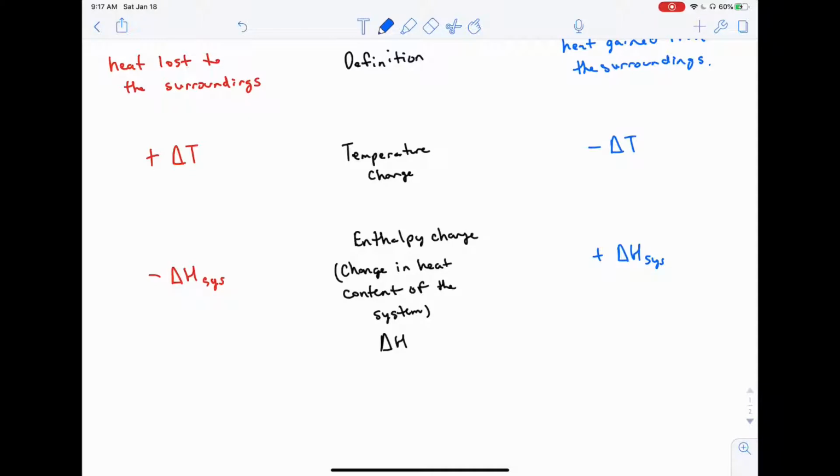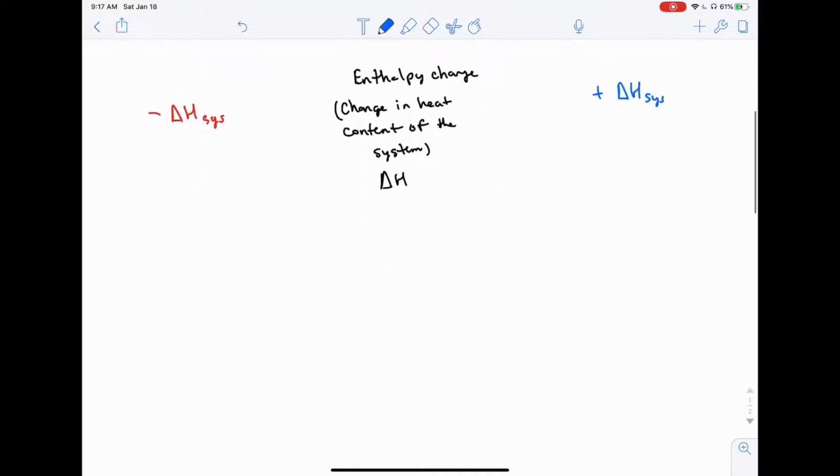So enthalpy change, make sure you're recognizing the signs for this, especially in HL, because when you get into Gibbs free energy and things like that, you'll have to be able to recognize signs to be able to determine whether it's spontaneous or not. Okay.